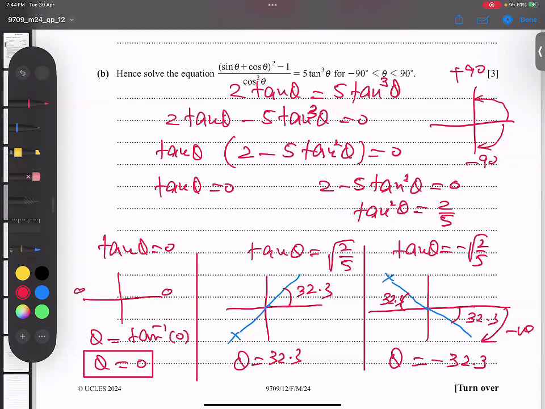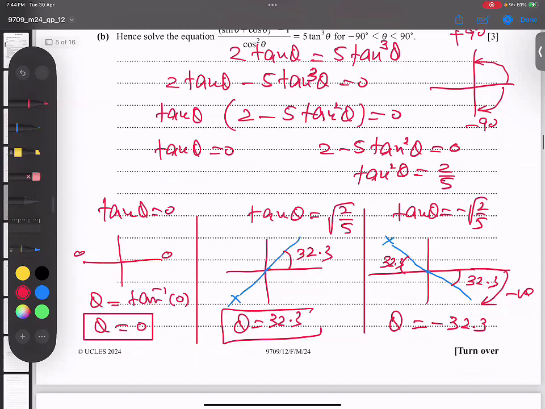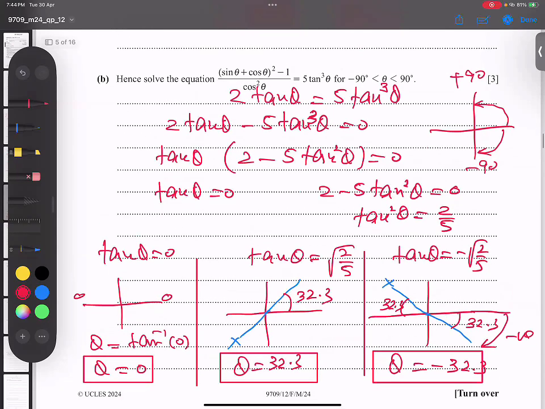Let me check again, tan inverse, root 2 divided by 5. It is coming 32.3. Yes, we got 3 answers, students. One, this is 0, and that. Okay, let me recheck. Is any positive, negative? There's no such positive, negative criteria. So I hope the point is clear.